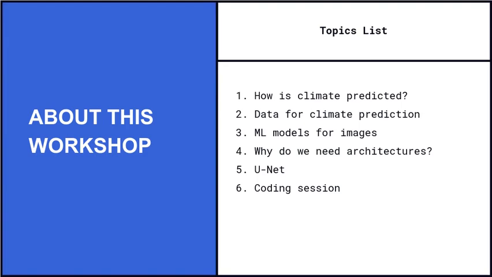So we have already seen how is climate predicted. In the remainder of the workshop, we will talk about the data used for climate prediction. We will also see the machine learning models with a special focus on the models that take an image as input data. We will also talk about the architectures and why they are important, and we will see a special architecture called UNet, which we will use in the following section of the workshop, which will be a coding session in which we will build a UNet-based model that allows us to make predictions.